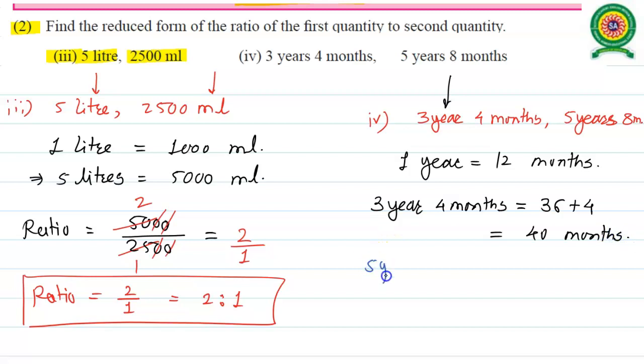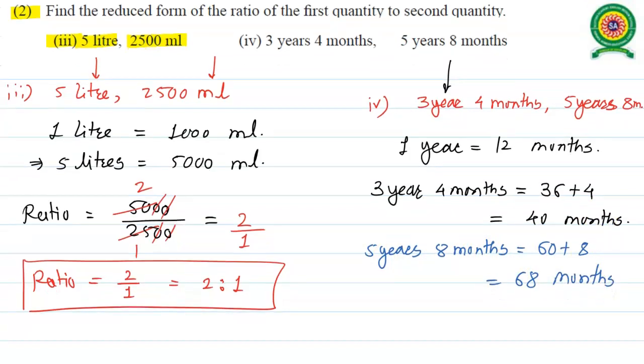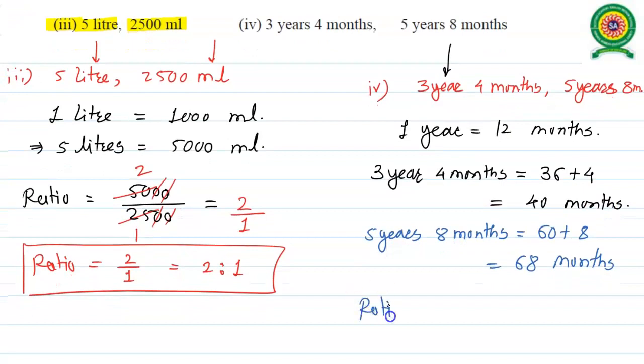Same thing, we have 5 years and 8 months. Since 1 year equals 12 months, multiplying both sides by 5, 12 fives are 60, and plus the 8 months, 5 years and 8 months becomes 68 months. Now both are having the same unit, months and months, so we can take the ratio. The ratio of the first quantity, 3 years and 4 months, which is 40 months, to the second quantity, 5 years 8 months, which is 68 months.